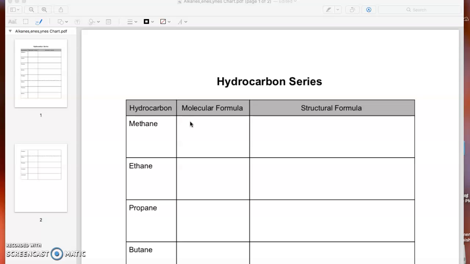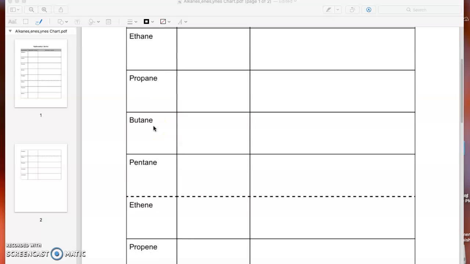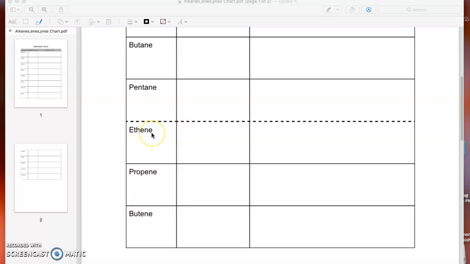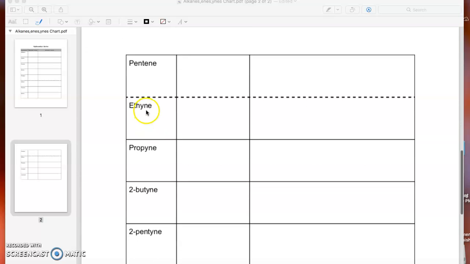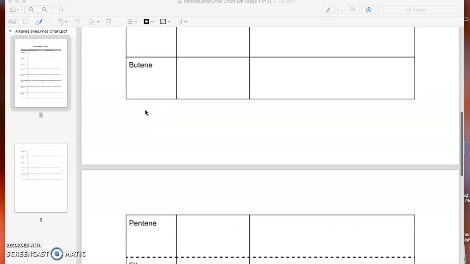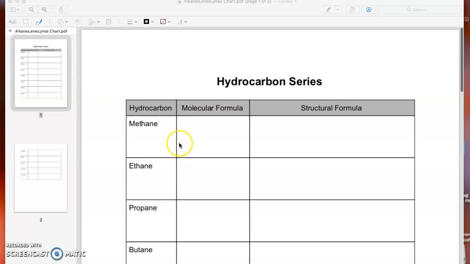So remember, the ending of our hydrocarbon, this -ane, tells us that this is a single bonded hydrocarbon, versus our -ene tells us that it is a double bonded hydrocarbon, and then our -yne tells us that it is a triple bonded carbon.